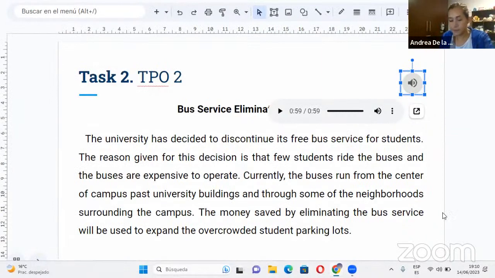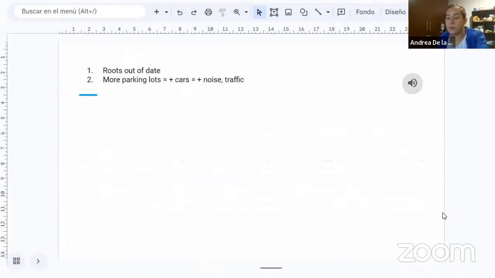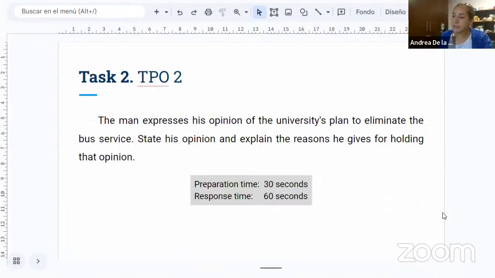Okay, guys. Now, the man expresses his opinion of the university's plan to eliminate the bus service. State his opinion, and explain the reasons he gives for holding that opinion. Now you'll have 30 seconds to prepare your responses.